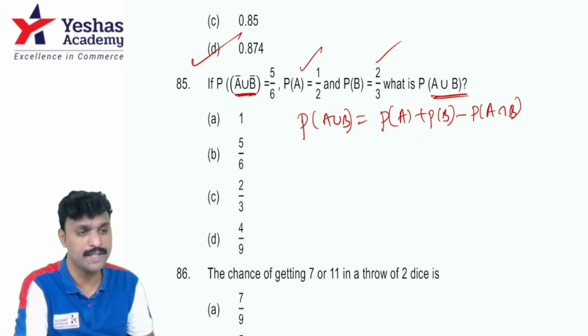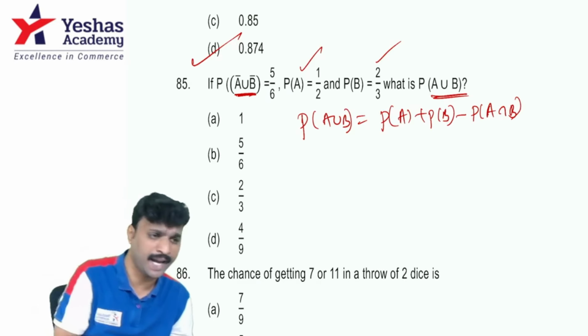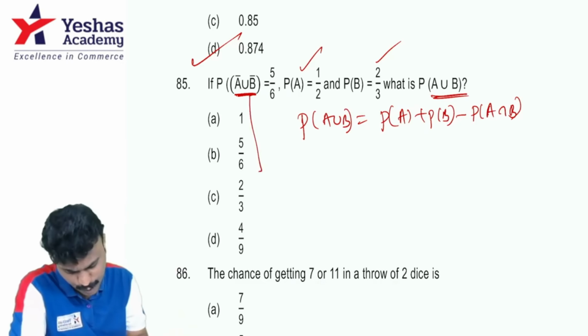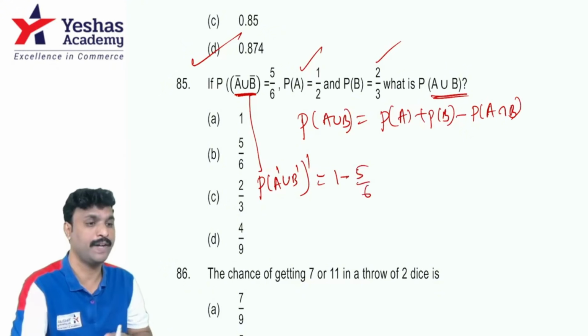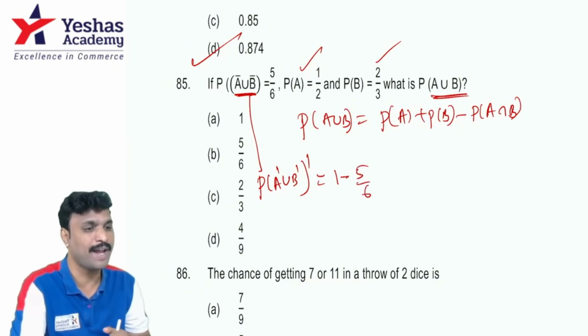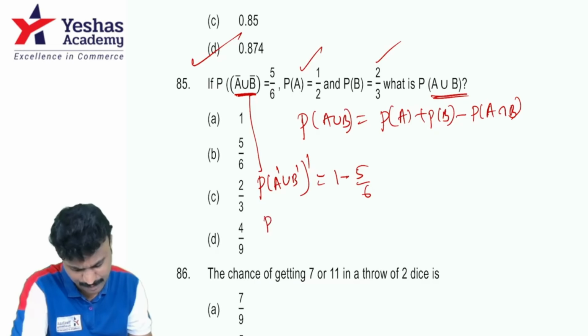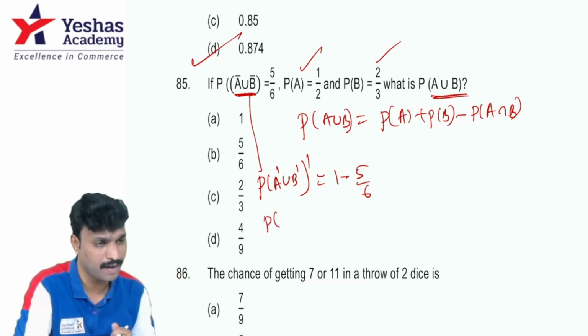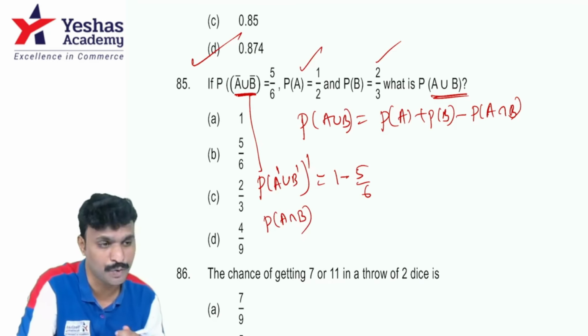Guys, if you observe this, P of A dash union B dash, A bar union B bar. Guys, don't you think this is the complementary of P of A dash union B dash whole dash, which is nothing but 1 minus 5 by 6? If I take the complementary for this is what I get. Yes or no? Say yes or no, which is nothing but, when you take the complement for union, that changes into what? Intersection with the complement. A dash changes to A, B dash changes to B.